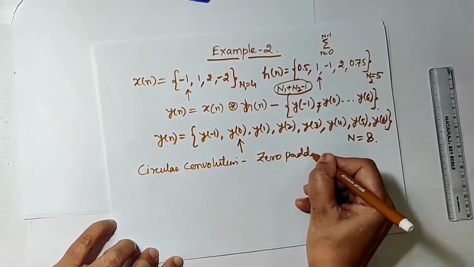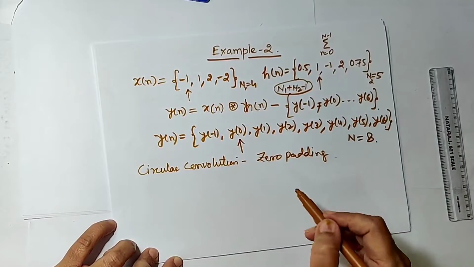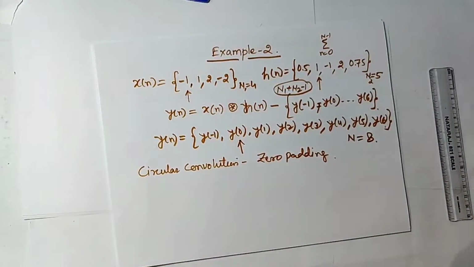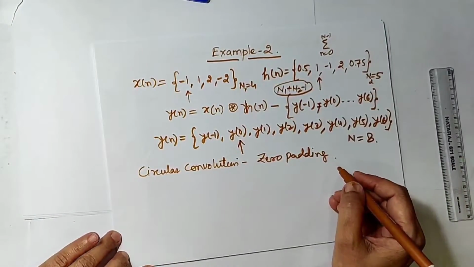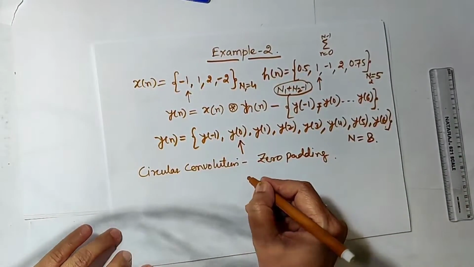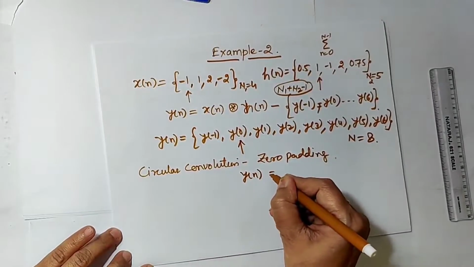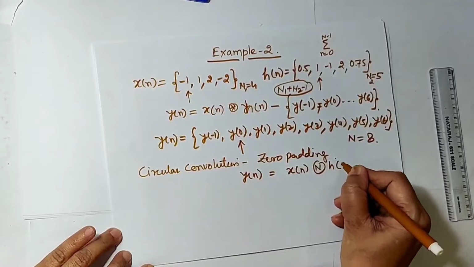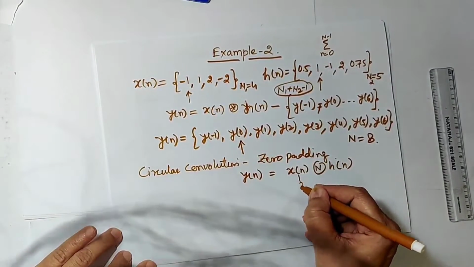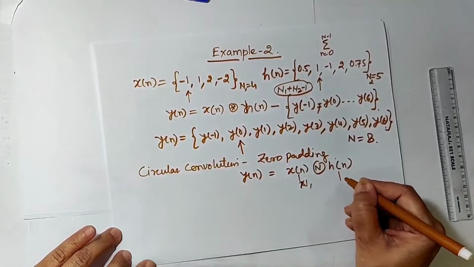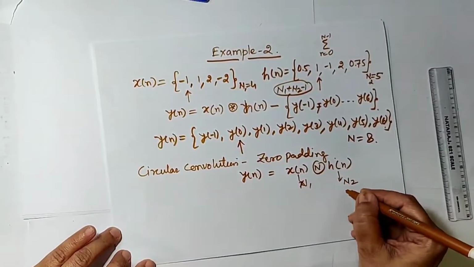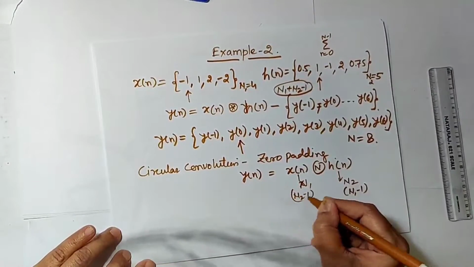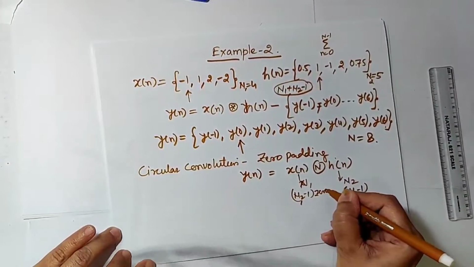Zero padding. I am just giving you how to add these zeros. Then you can solve all the problems as they are with the DFT. So we know that yn is xn convolved with hn, and here the lengths are n1 and n2. So add n1 minus 1 zeros here, and n2 minus 1 zeros there.